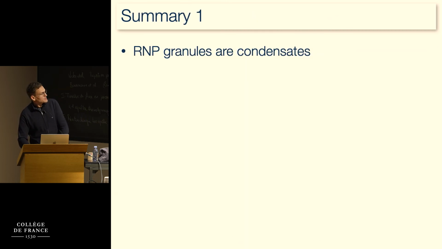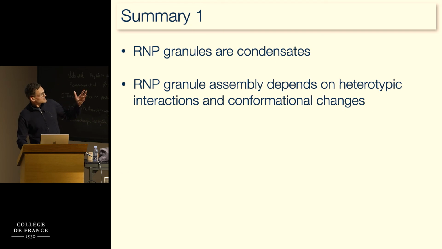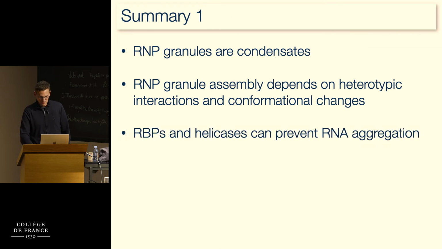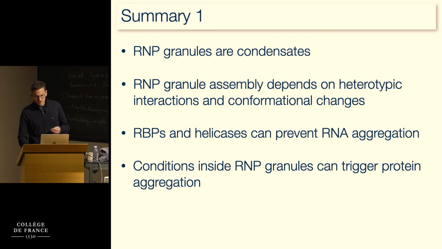So, summary. I hope I could convince you that these RNP granules are condensates. That assembly of these structures depends on heterotypic interactions, meaning interactions between different types of molecules, RNA and protein, and you need conformational changes of the molecule. You can have collaboration of RNA binding proteins with these ATP-driven enzymes to prevent RNA aggregation inside. And the conditions inside RNP granules can trigger protein aggregation. And this, of course, is something that cells want to prevent from happening.